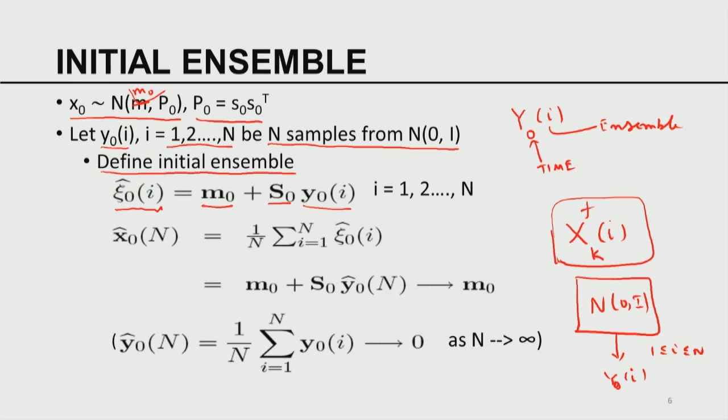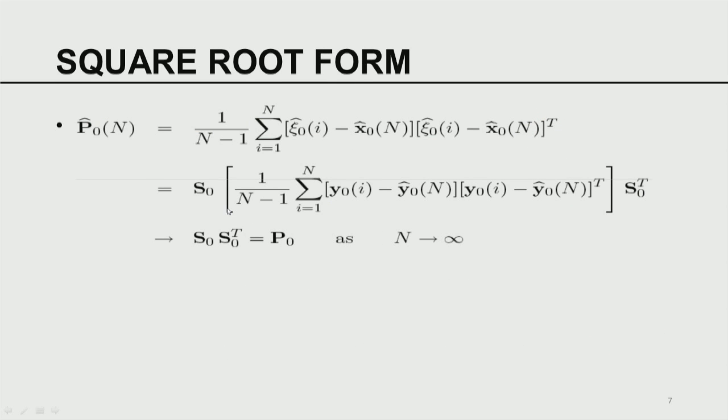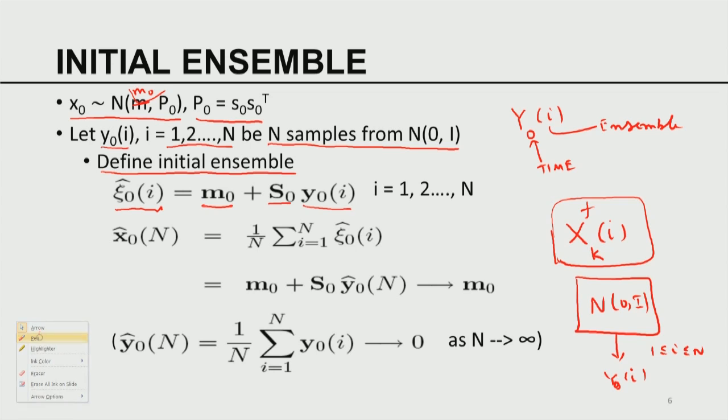I am using the same principle in here. S naught is the Cholesky factor of P naught. Y naught i is the ith member of the ensemble from the standard normal. M naught is the mean. So, I have now created N samples. Now, look at this. It could be very expensive to create the samples, because I am going to be dealing with a million dimensional system perhaps.